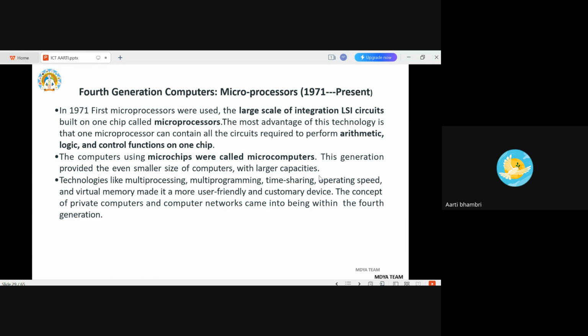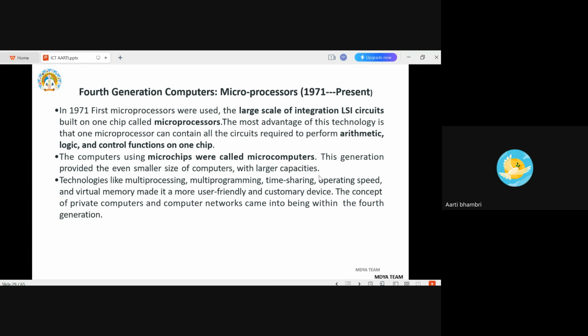Huge computers were used in the second and third generations, but now the size is also improved. Technology is improved, like multi-processing and multi-programming: we can run one program at a time, or multiple programs at a time. Time sharing operating systems improved the speed of operations. Virtual memory made it more user friendly. We will discuss virtual memory and the memory unit later. It is a user friendly and customary device.